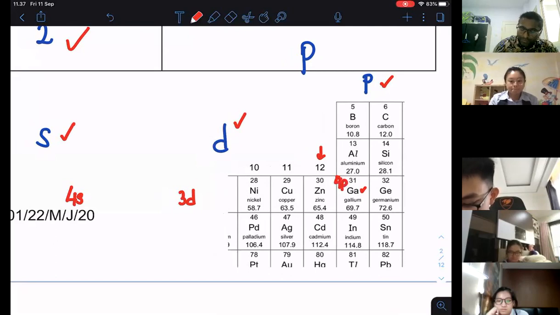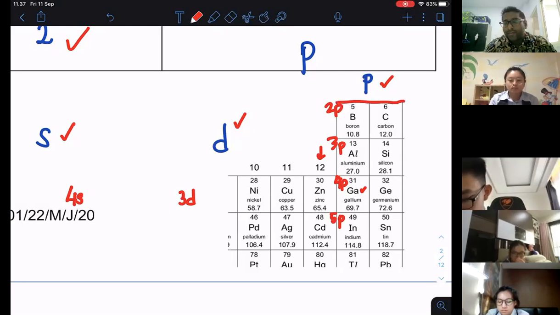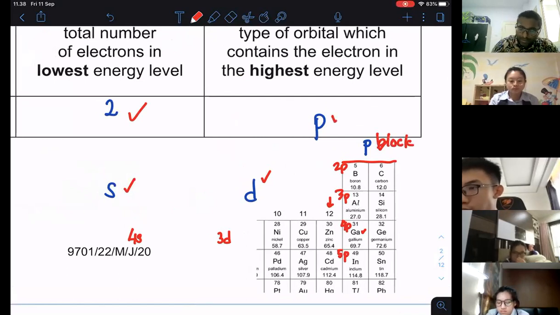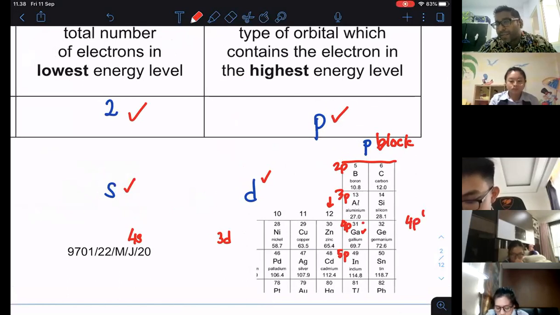So this one will be 3p, and 2p, and so on. This one will be 5p. Here we are talking about the p block, everything that comes under p is going to end with p. Because gallium is in the p block, the highest energy level is going to be p. To be exact, it is 4p1. So it ends with 4p1.